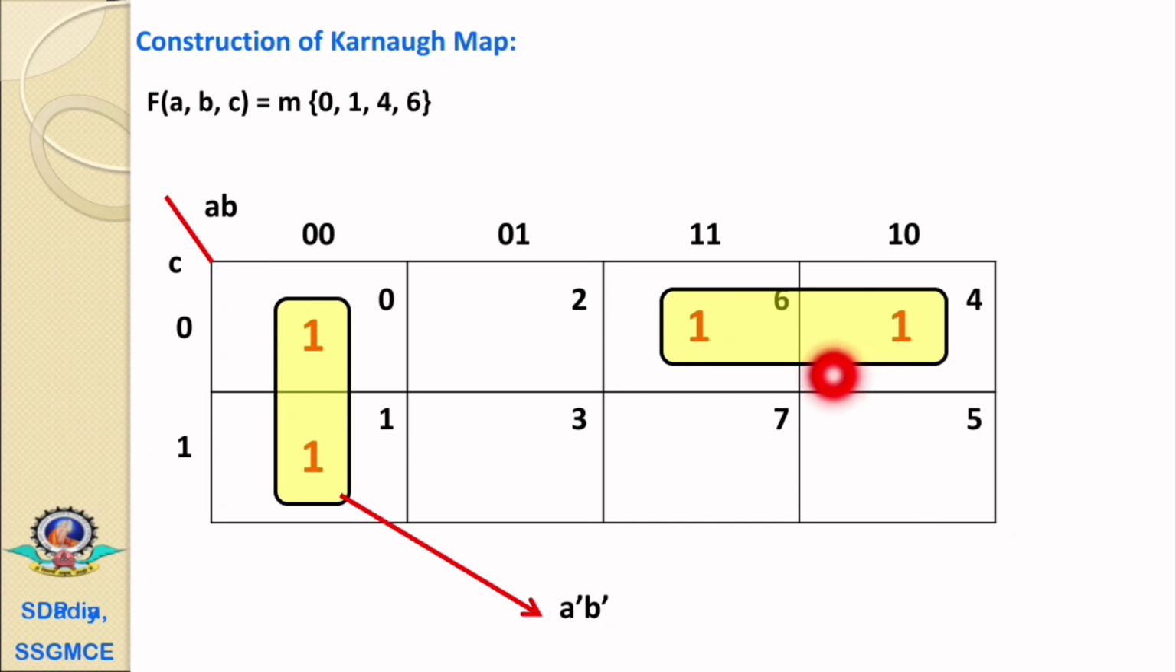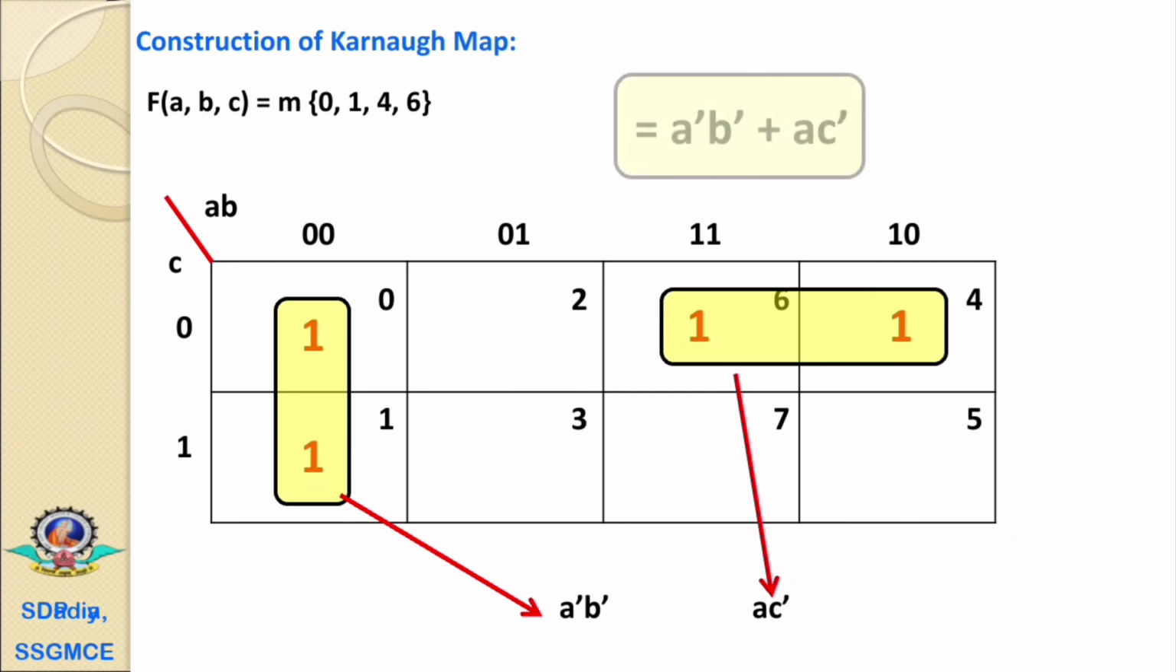Similarly, for the second group, it belongs to two columns. In these two columns, the values are 1 1 and 1 0. Therefore, the second entry will cancel and there will be only 1 for A. And at the row side, it belongs to C of the value 0. Therefore, its expression is A C dash. Finally, the function is equal to A dash B dash plus A C dash.